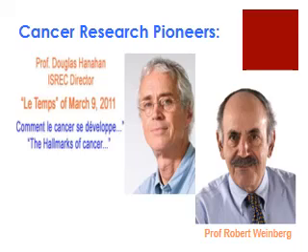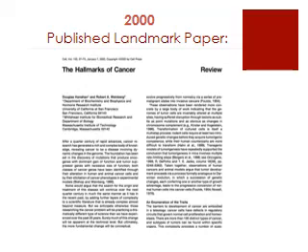There are 2 cancer research pioneers who extensively studied this question, and they are named Professor Douglas Hanahan and Professor Robert Weinberg. And in the year 2000, they published this landmark paper called The Hallmarks of Cancer. It describes the 6 steps that have to occur in the body in order for cancer to develop. It was a breakthrough paper that basically changed cancer research, and I'll get more into the importance of that later.